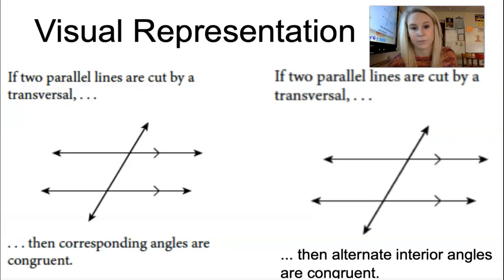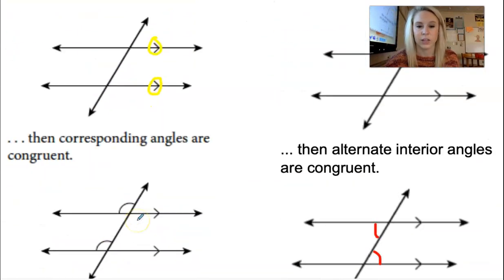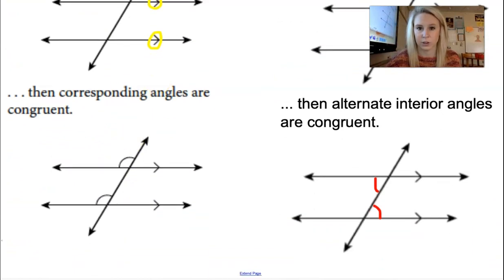There we go. This is not in your notes, but I wanted to show you a visual representation of what this looks like. For example, I have two parallel lines cut by a transversal. If you see this arrow symbol on a line, that tells you it is parallel. So I have two parallel lines cut by the transversal. If that is true, then I know my corresponding angles are congruent. So I'm allowed to say this angle is congruent to this angle. You're also allowed to say all the other four ones. This angle is congruent to this angle.